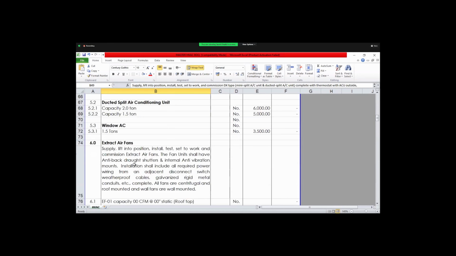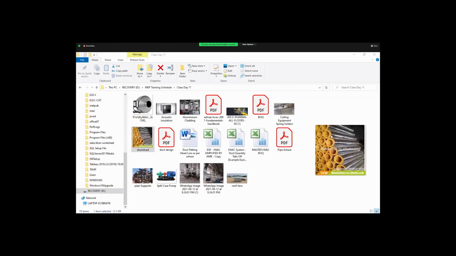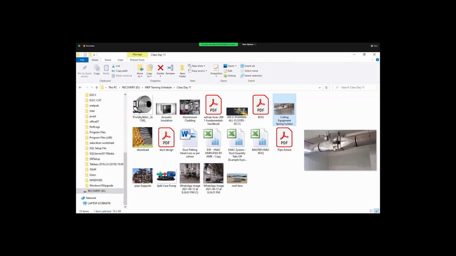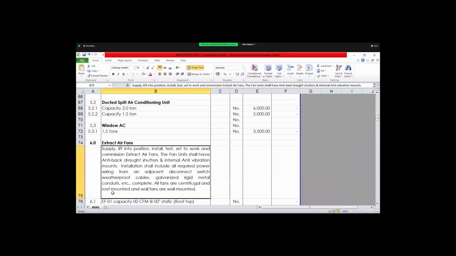Next are the fans, the extract air fans. What is the specification of fans? Supply, lift into position, install, set to work and commission extract air fans. The fan unit shall have anti-back draft shutter and internal anti-vibration mounts. As we saw yesterday for fans, this is an extract fan or a fresh air fan, and we have to do this type of installation with an adjacent isolator switch, weatherproof cables and galvanized rigid metal conduits. All fans are centrifugal and roof mounted, and wall fans are wall mounted.